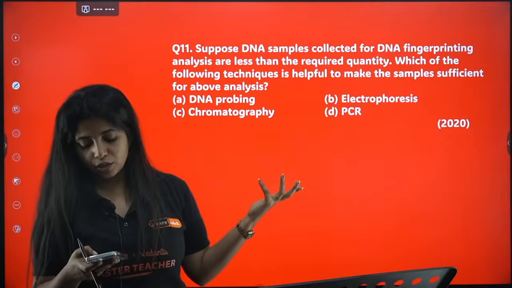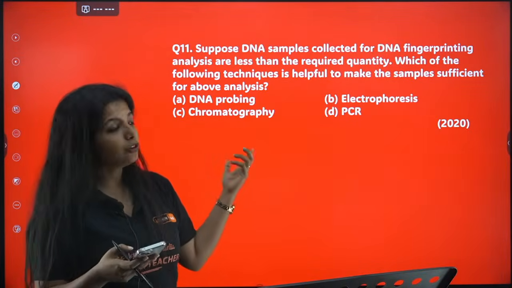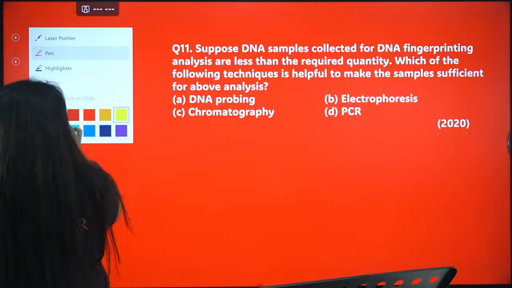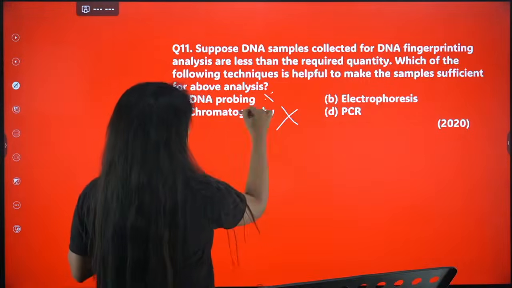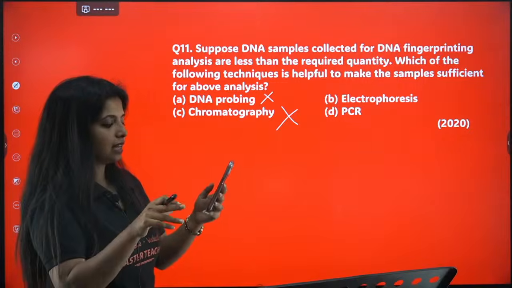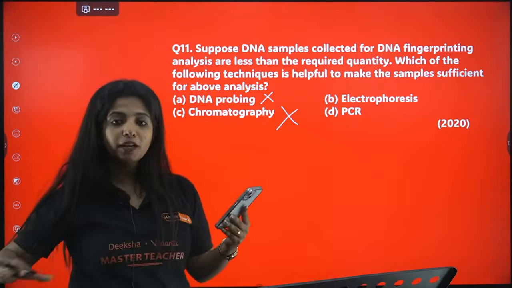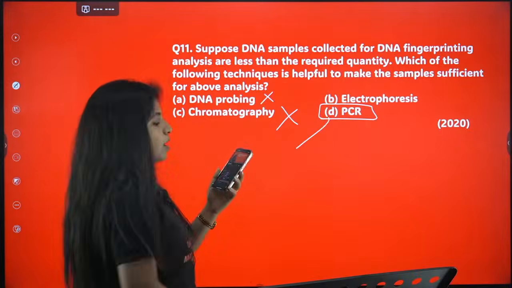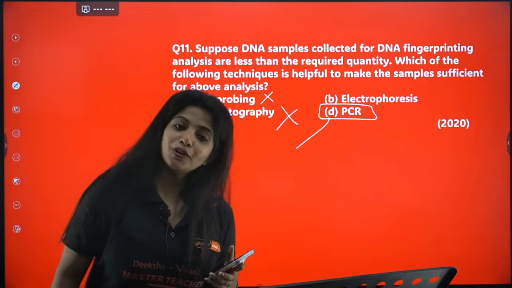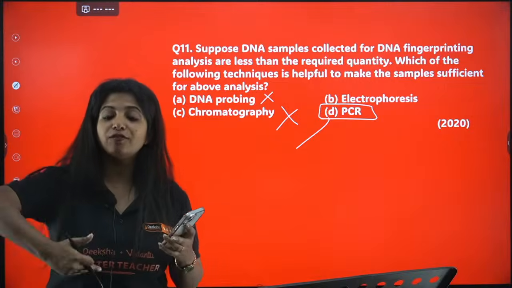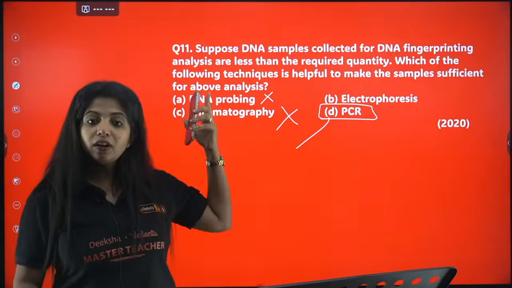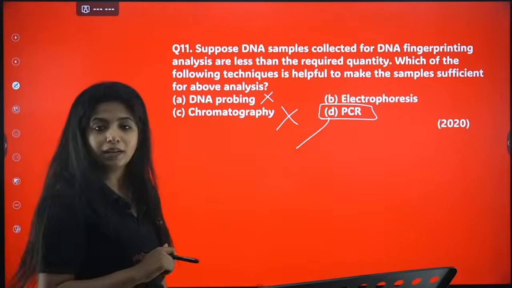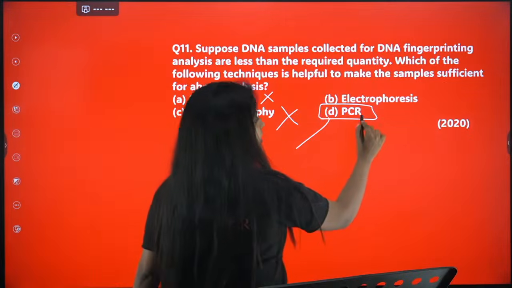Ma'am, this question is super easy. There are two things which are actually not there much in our NCERT and still they are being asked. That means I have to just ignore those things, right? DNA probing is there but not in exact terms. Electrophoresis means separation of DNA fragments. What are we left with? PCR. What does PCR stand for? Polymerase chain reaction. You basically amplify the amount of DNA. So when the sample size of the DNA is less, don't you think you're going to use PCR only? Yes, my dear children. So PCR is the technique.